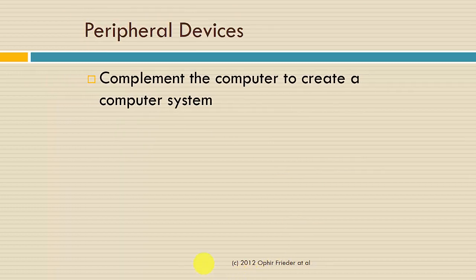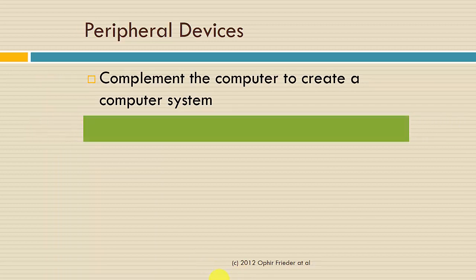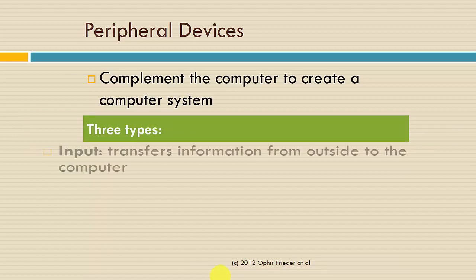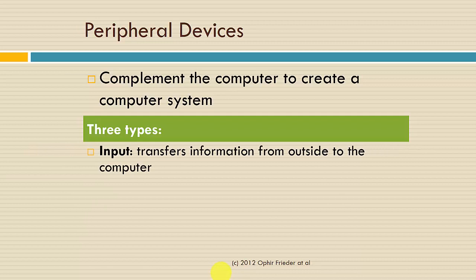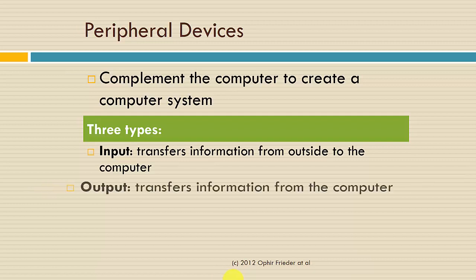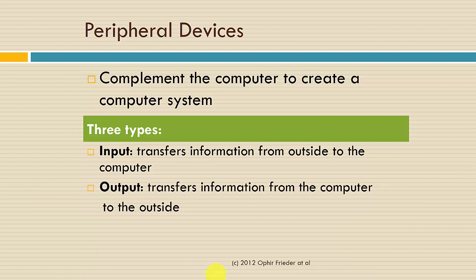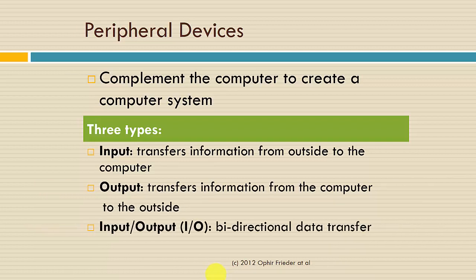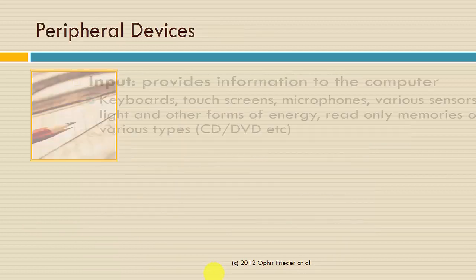So peripheral devices complement the computer to create a computer system. In most cases, a computer isn't complete without having these peripheral devices. And here the author talks about three types. First of all, input transfers information from outside to the computer. We have output that transfers information from the computer to the outside. And then we have things that go in both directions, or bidirectional data transfer, which is input and output.